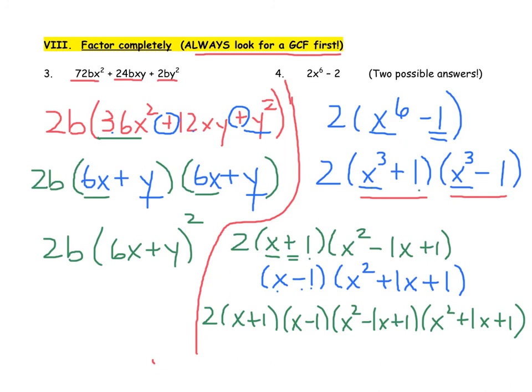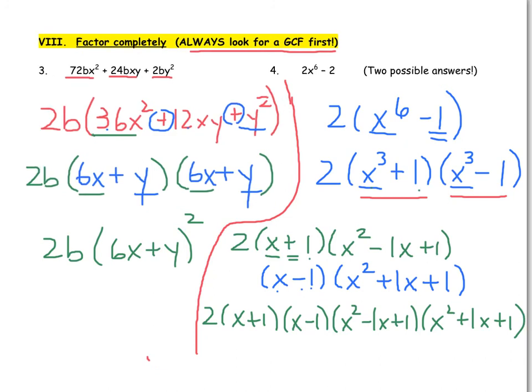Now, let's try it again with a second method and see what else we can do with this. All right, and rewrite the problem. 2x to the 6th minus 2. And we'll take that 2 out again, leaving x to the 6th minus 1. Now this time we're going to reconsider the problem. There's two terms. There's a difference. But let's consider now that this might be, instead of a difference of squares, because the power is even, a difference of cubes.